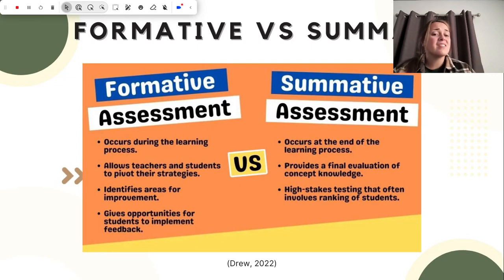Summative assessment. This is that end goal final assessment. Sometimes a lot of people look at these as our standardized tests, like our Forward Exam, our ACT. It's that final evaluation of the knowledge.